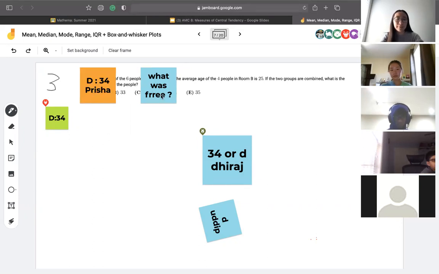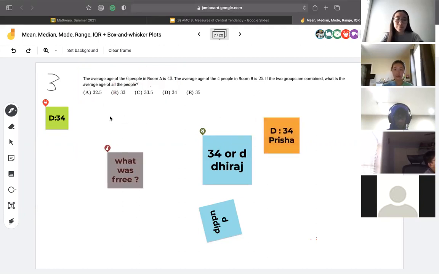And then to solve this problem, the 6 people in room A have an average age of 40. So you multiply 6 times 40 to get the sum of all of their ages. The sum of everyone's age in room A is 240. And you do the same thing for room B, 4 times 25, the sum of their ages is 100.